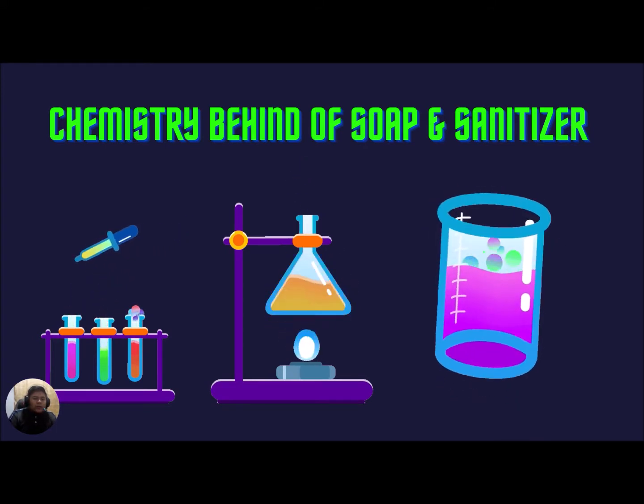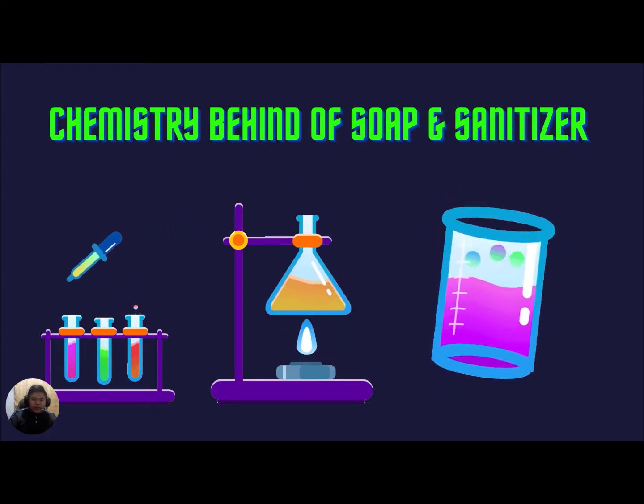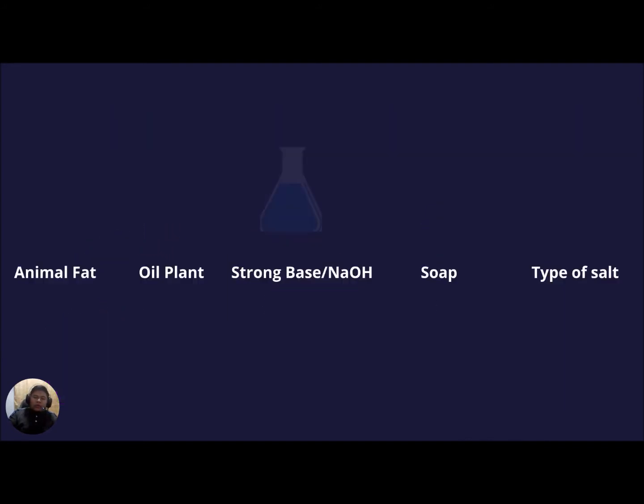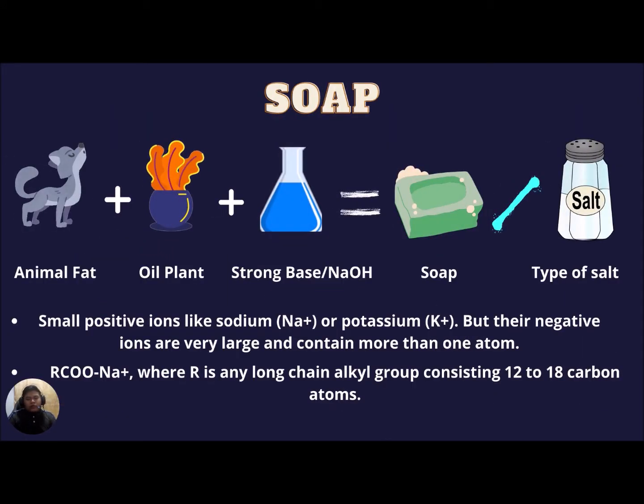I will explain the chemistry behind soap and sanitizer. First, we go to soap. What is soap? Soap is a type of salt which is made by reacting animal fat or plant oil plus a strong base, commonly sodium hydroxide, to produce the soap.